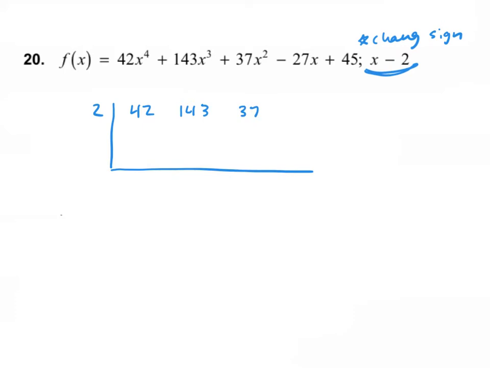42, 143, 37, negative 27, and 45. Are we missing any terms? Nope, so we're good. Always got to check and see if you're missing any terms when you use synthetic division. All right, so let's drop down to 42. Multiply. Add. All these are big numbers.